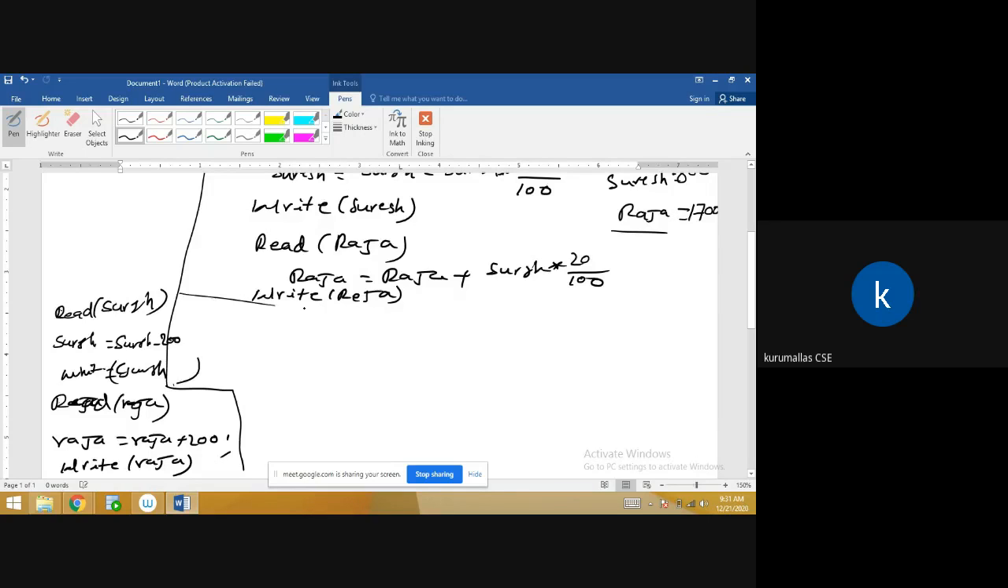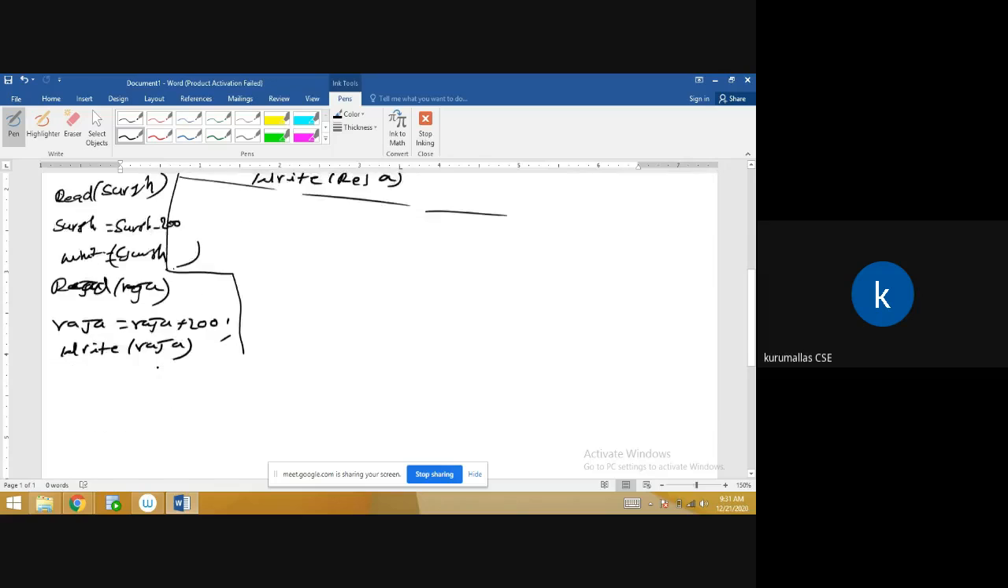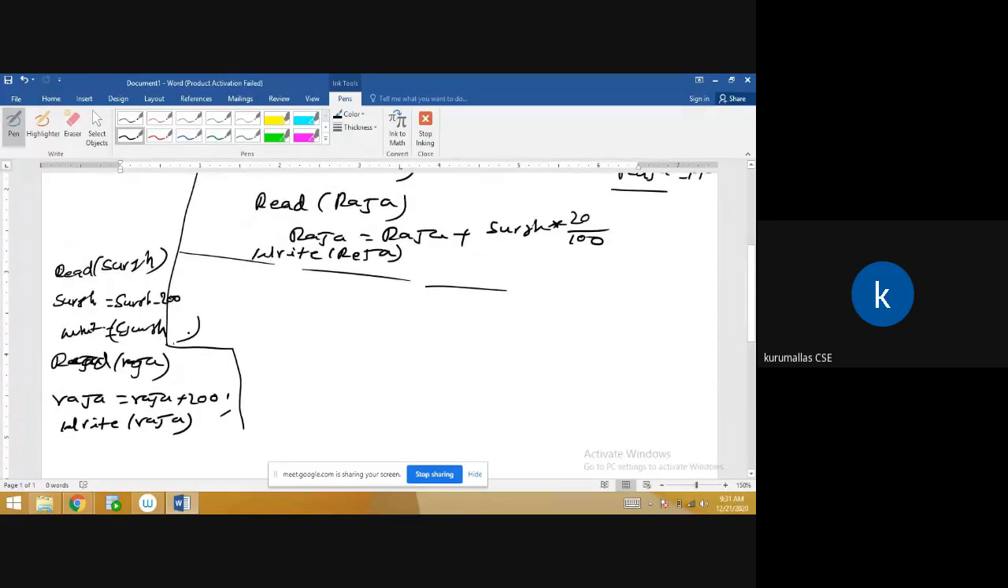After completion of T2, we start T1. Next, what is the final amount of Suresh and what is the final amount of Raja? Suresh 600, sir. The Suresh amount is 600 because previously after the T2 transaction 800 is there. 800 minus 200 is 600.